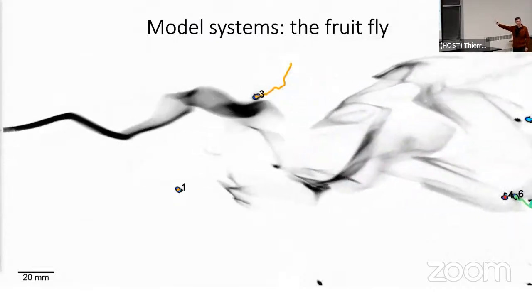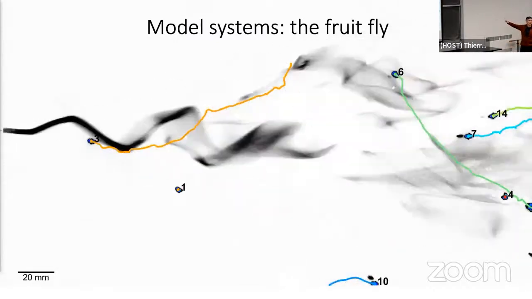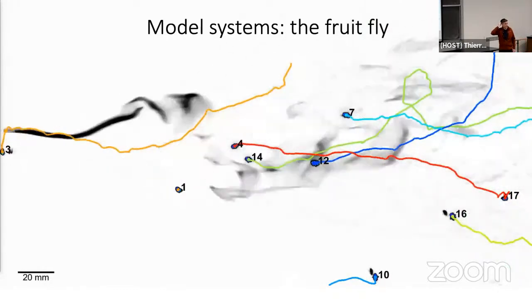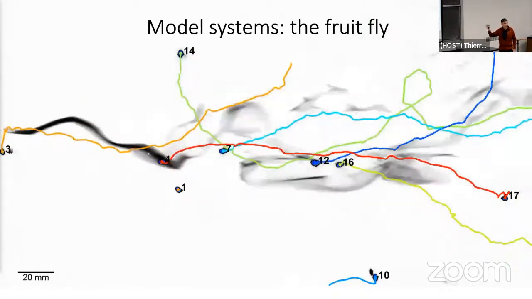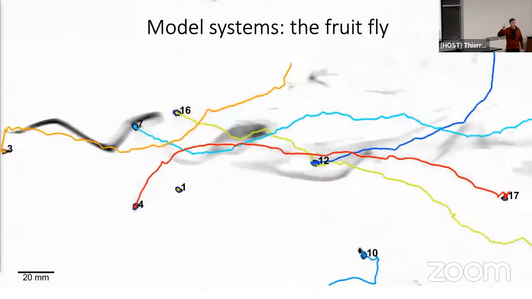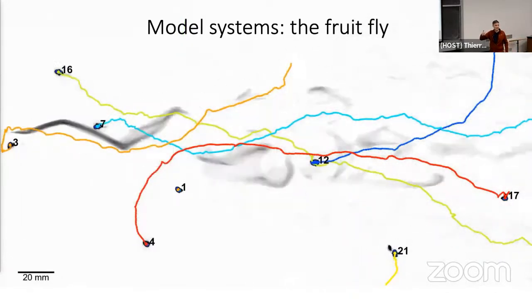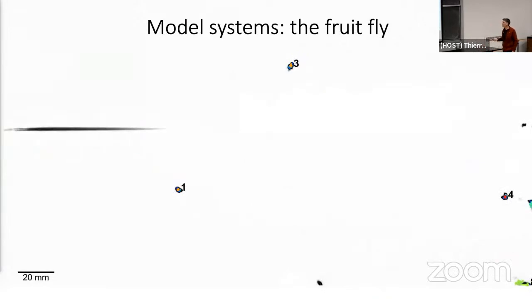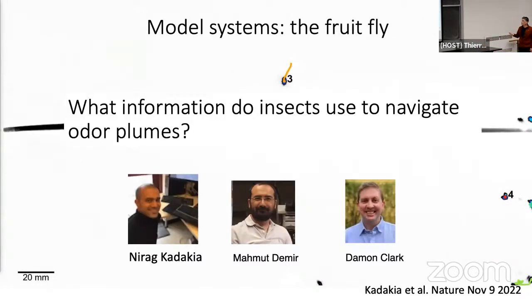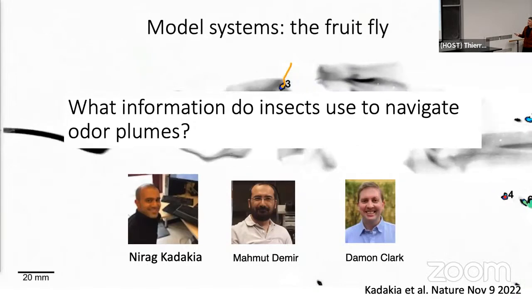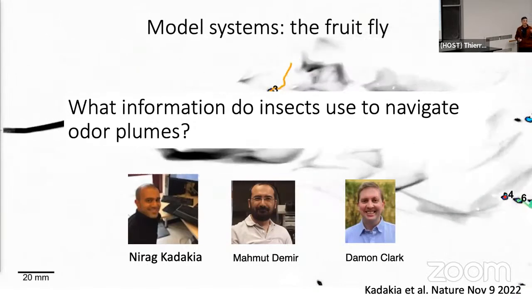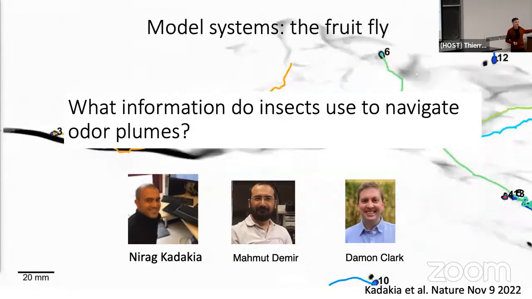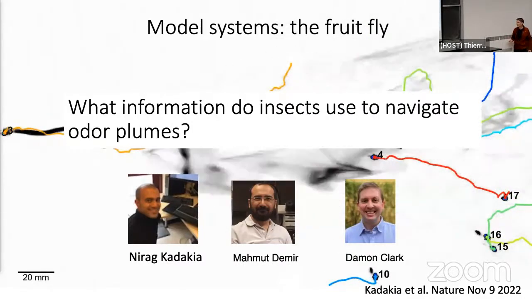But then we were lucky, we realized that the fly loves smoke. And so they track this. And you'll see why it's important. So this is one of the first experiments where you can actually see the signal, the olfactory signal that the flies are following, and the behavior of the flies, okay? And what I'd like to discuss today is what kind of information insects use to navigate an odor plume, which has been a long-standing question that started more than 100 years ago.